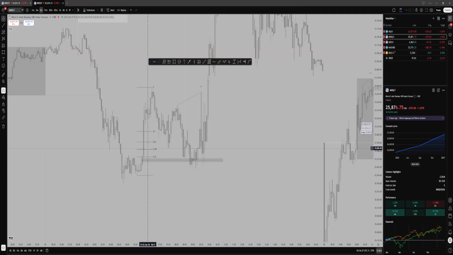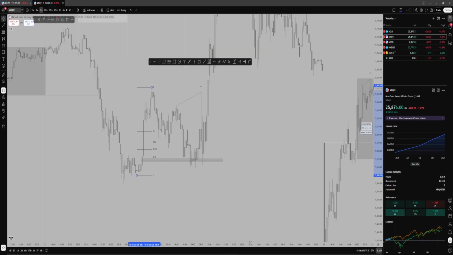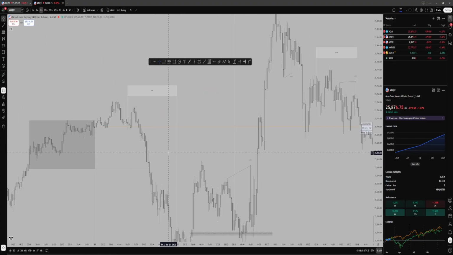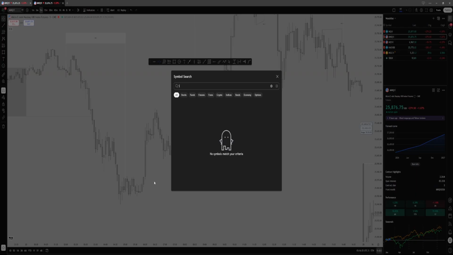So if you want to copy these settings, go ahead and take a second and pause the video. Okay, hopefully you got that. You just mark them at the highs and the lows and stuff like that. I'll do one for sell side too.